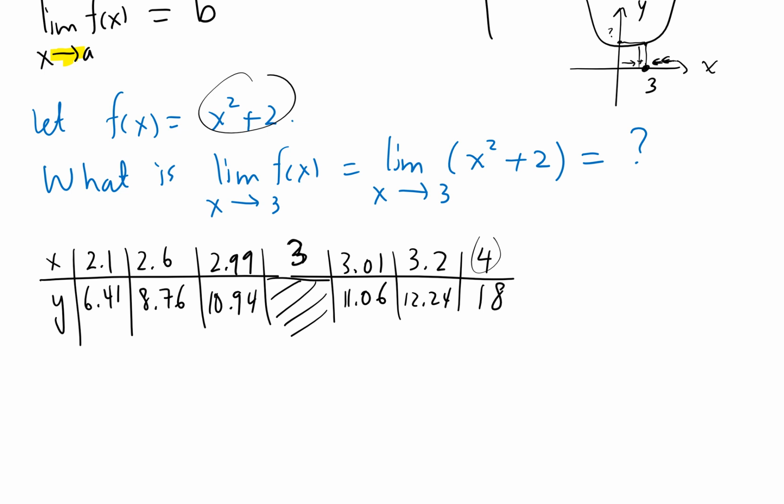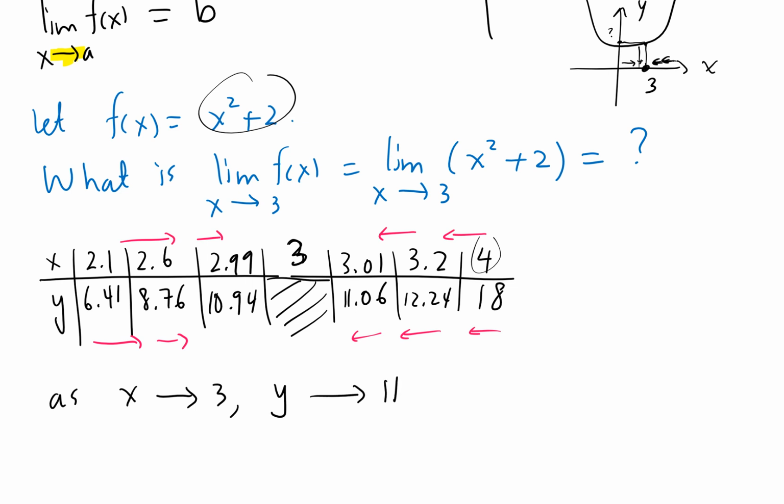Now you're going to ask yourself, as we get closer and closer to 3 from both ends, where is the y heading toward? Which value do you think? You can look at the numbers and see where it's heading. So as x approaches 3, the y values approach 11. So we can say that the limit as x approaches 3 of x squared plus 2 equals 11.